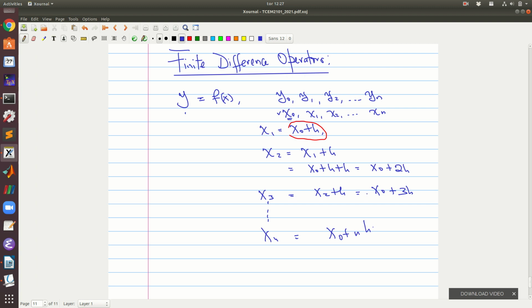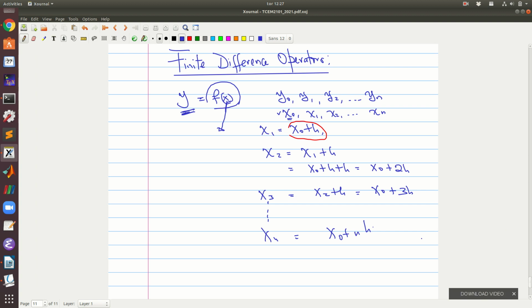So the finite difference operators deal with changes that take place in the values of the function f of x, or our y, due to finite changes in our variable x. So we look at the changes in y due to finite changes in this variable x. That is what we look at in finite differences. They are very important, as we shall later see in our subsequent discussions.